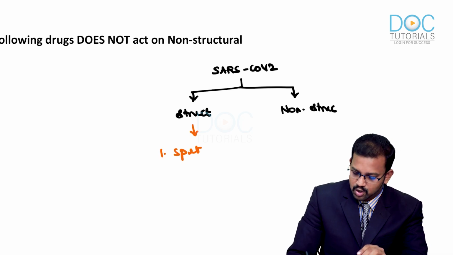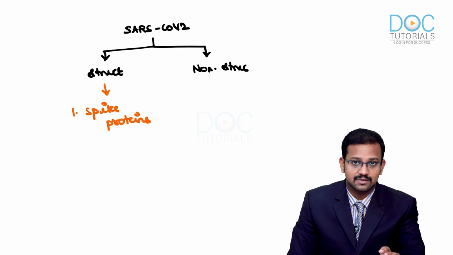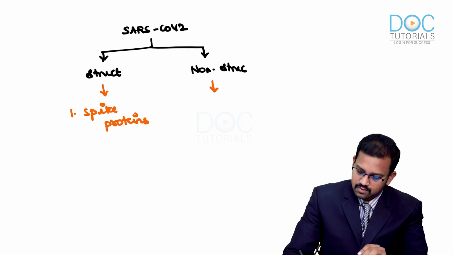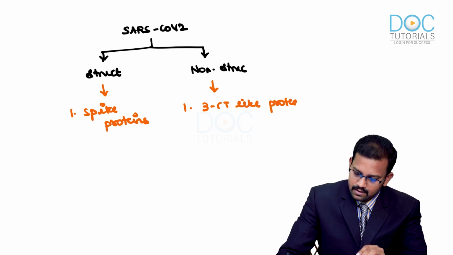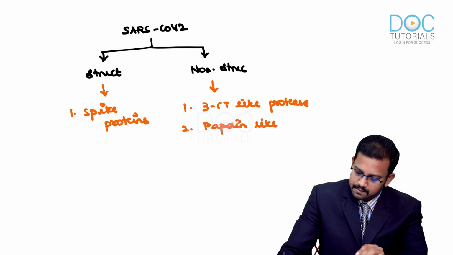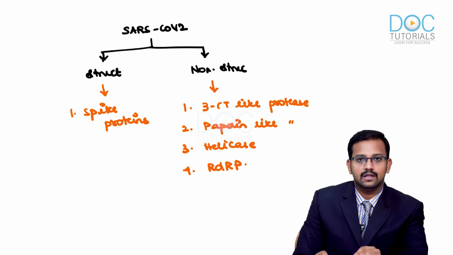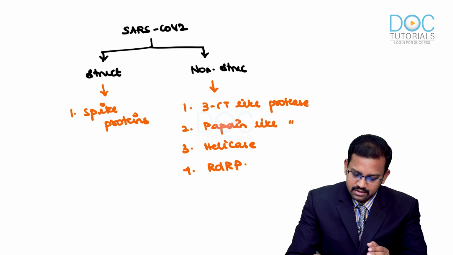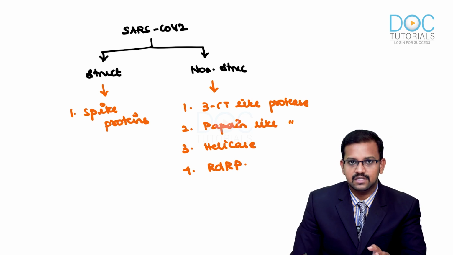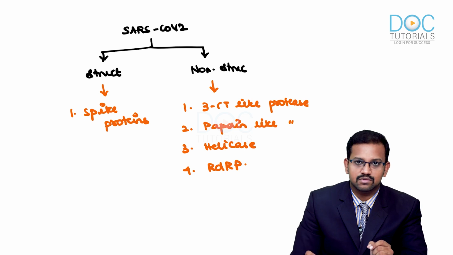Structural proteins, what are these guys? The most important one, I hope many of you would know, is the spike protein, which is the classical one, and that's how the vaccine has recently been developed. Non-structural proteins: we have 3-chymotrypsin-like protease, the second one papain-like protease, helicase, and RNA-dependent RNA polymerase. These are the different targets which we have for SARS-CoV-2 regarding drug treatment. Among these, we are going to talk about individual drugs and what the target of those individual drugs is, guys.